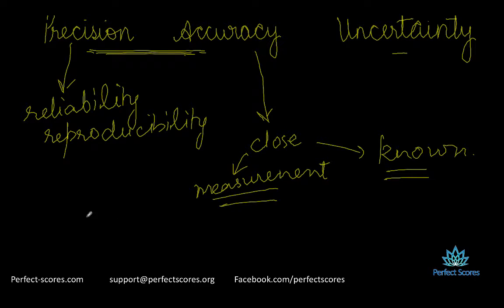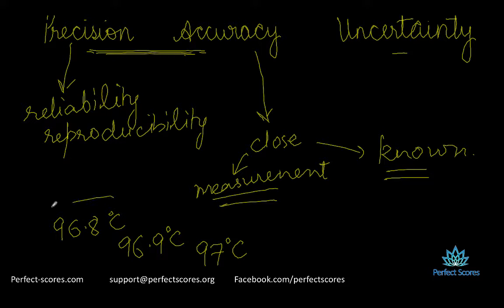So let's take a few examples. Let's say you are doing an experiment where you measure the boiling point of water. Let's say you record these three values. One is 96.8 degrees Celsius, one is 96.9 degrees Celsius, and the third one is 97 degrees Celsius. Now these figures are highly reproducible. That means you get a similar result and they're really close. So you get a similar result every time. That means it is really precise.